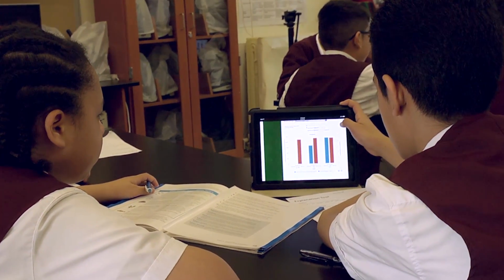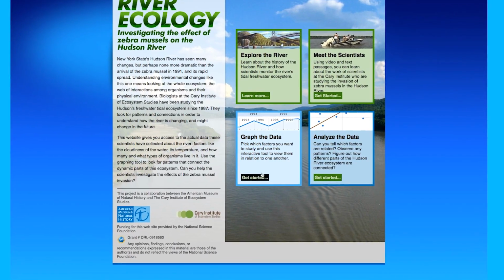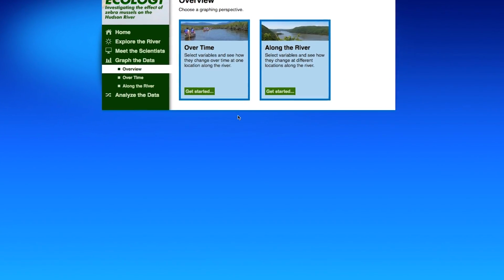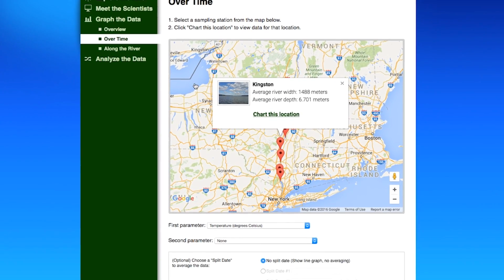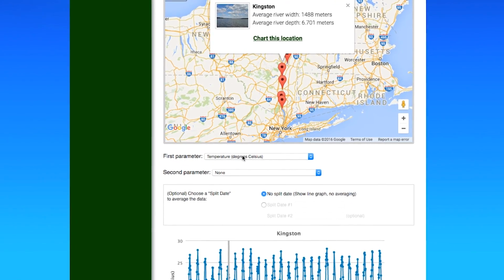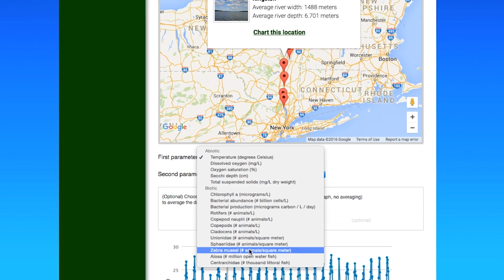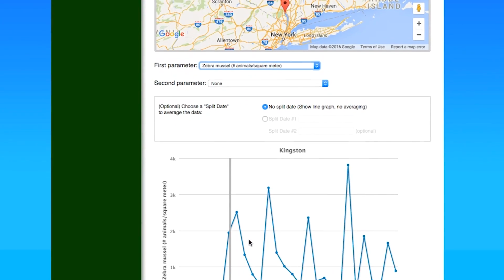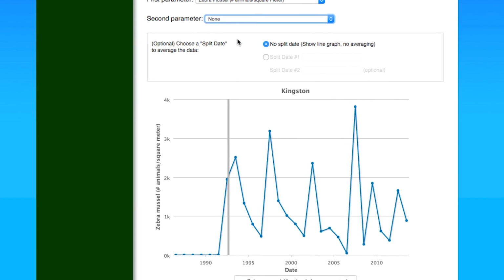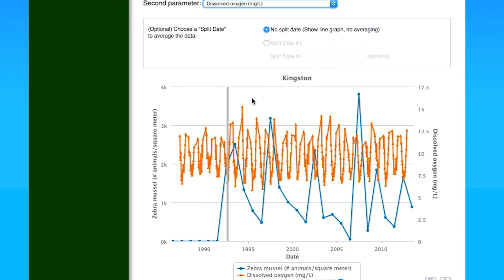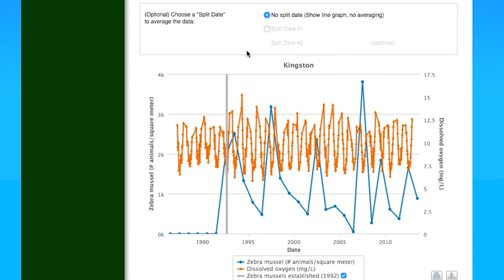The River Ecology Teaching Case Materials helps students investigate the invasive species, the zebra mussel, and its impact on the Hudson River ecosystem through a web tool that lets them actually look at over 20 years worth of data in the Hudson River. They get to see the population of the zebra mussels prior to their arrival and since their arrival, and they can correlate that with the populations of the other organisms in that ecosystem to see if there is change, to see what the impact is.